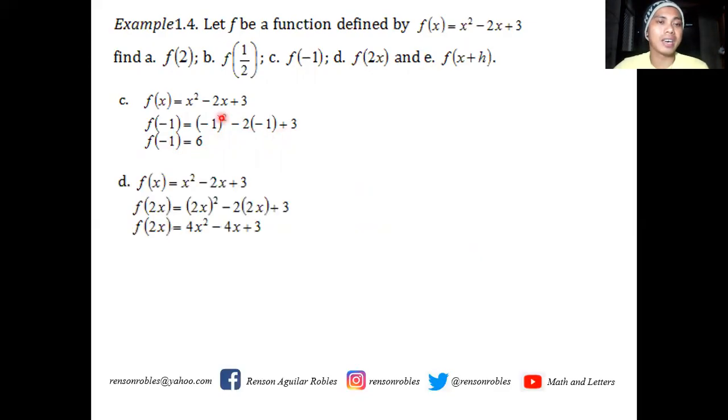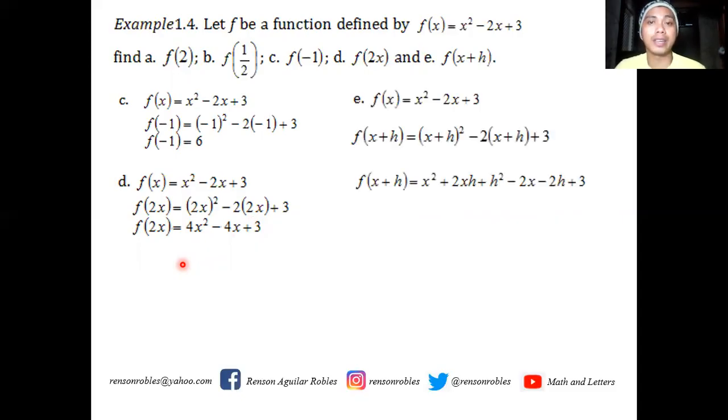For f of 2x, here you replace x by 2x. So you have the quantity 2x squared minus 2 times 2x plus 3. Then 2x squared is 4x squared, minus 2 times 2x is 4x, plus 3. So f of 2x is given by 4x squared minus 4x plus 3.